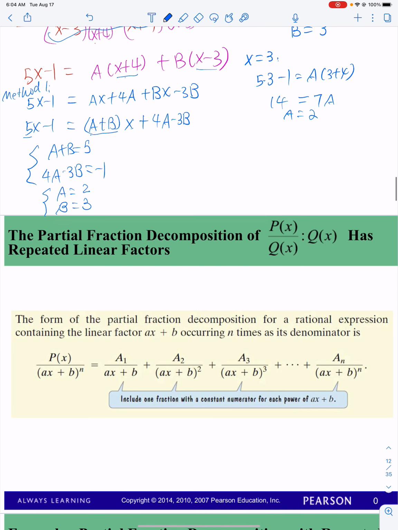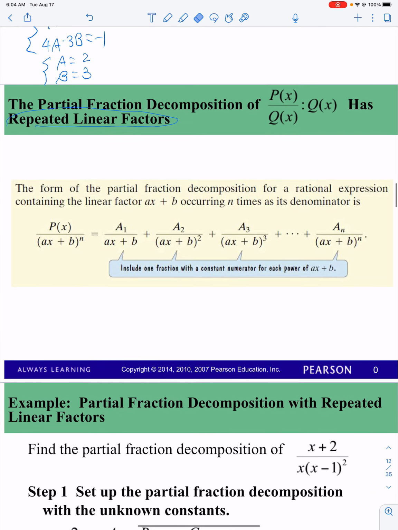Okay, and then for the partial fraction decomposition of P(x) over Q(x), where Q(x) has repeated linear factors. What does repeated mean? It means you have a power here. When you have a power, what should we do? We have to start from the power 1, 2, 3, until the power that is given. Okay, so this is a special case.